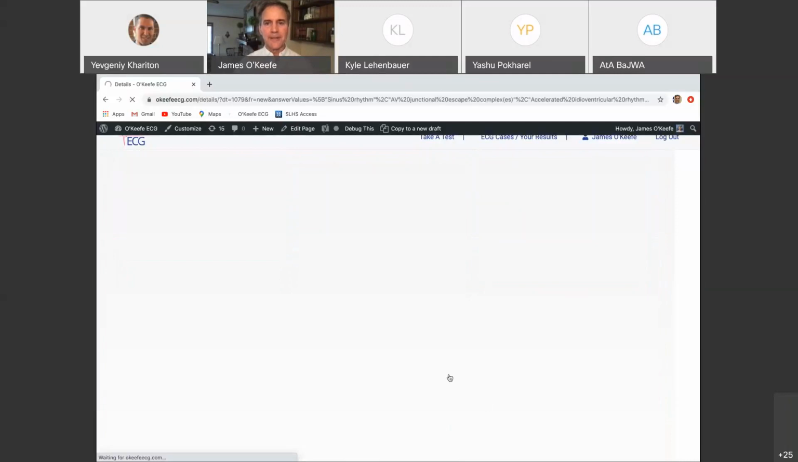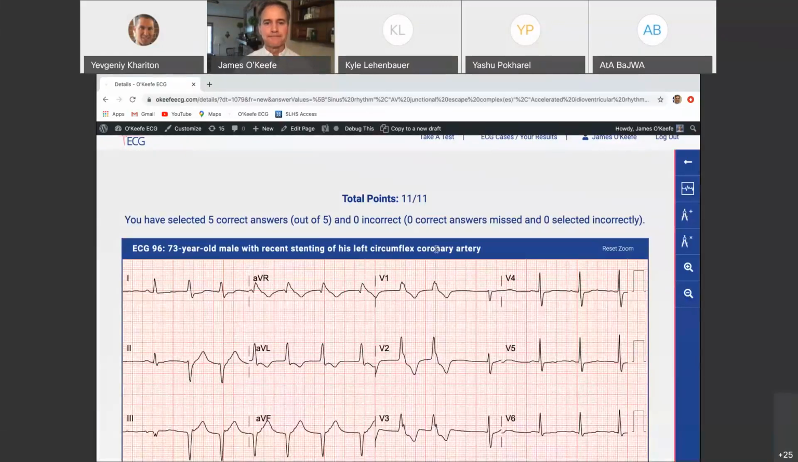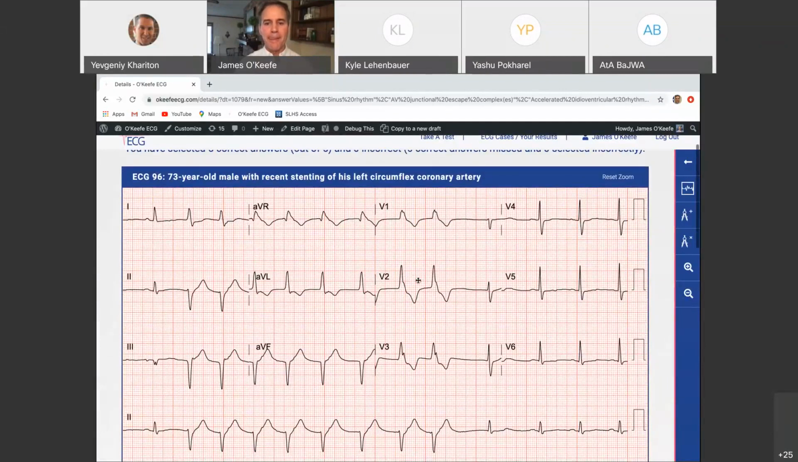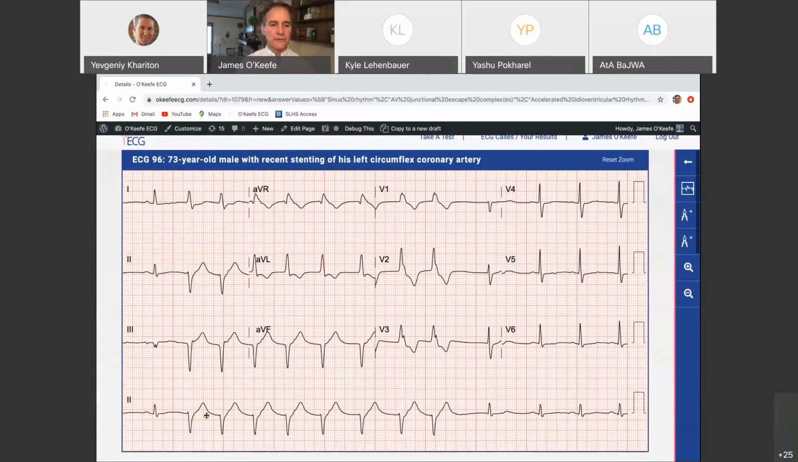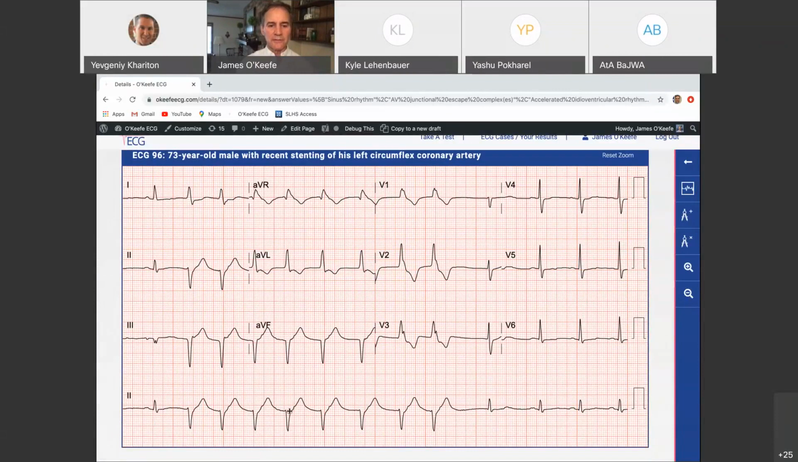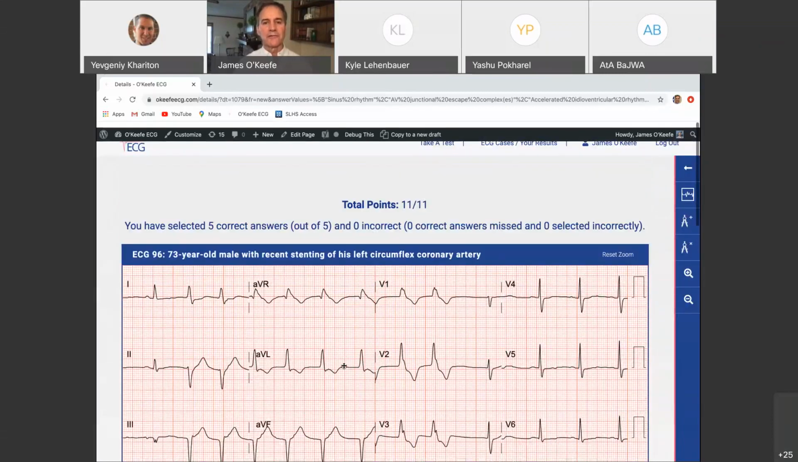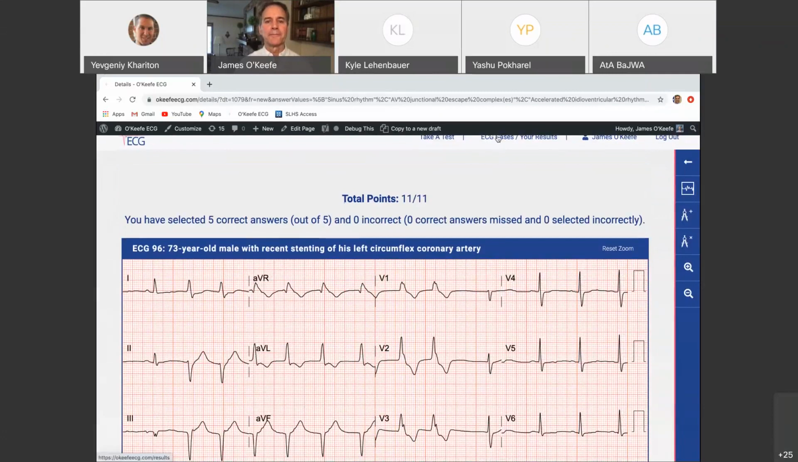Dr. O'Keefe, I think for that ECG, there was a question about retrograde P waves after the ventricular beat. Yeah, I think that's true. If you could see that, that's a good point. There's a retrograde P wave there in aVF. And you can even see it down here in the rhythm strip, that little upward notch in the T wave is a retrograde P wave. Good pickup.